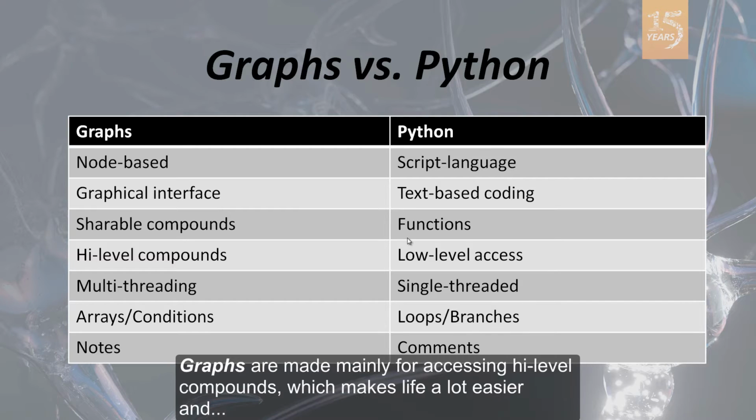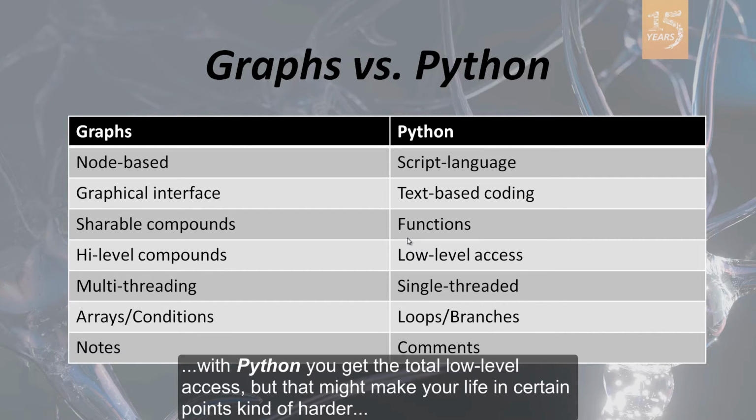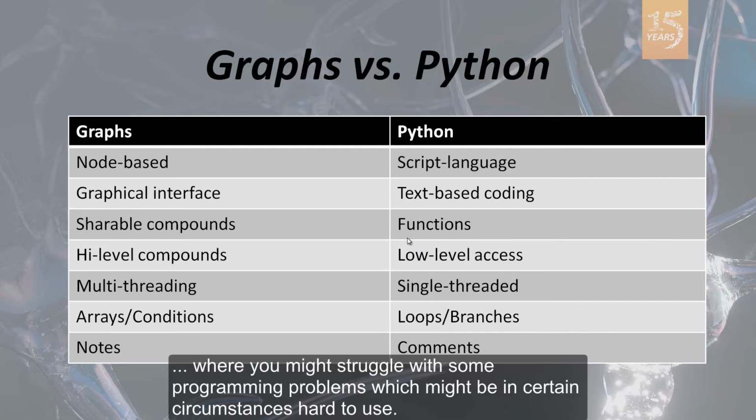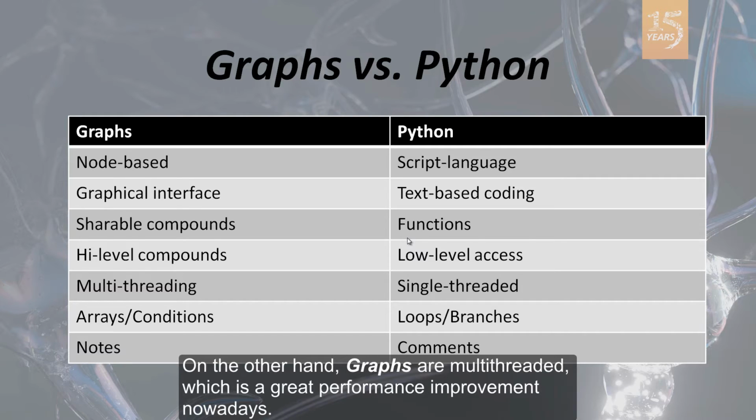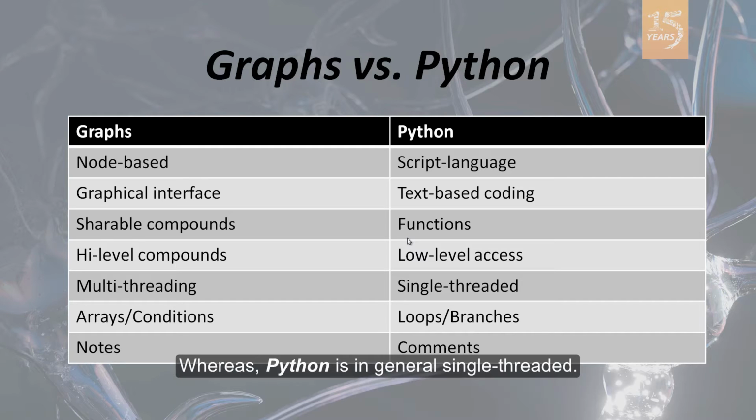Graphs are made mainly for accessing high-level compounds, which make your life a lot easier. And with Python you get total low-level access, which is basically greater flexibility, but makes your life at certain points harder, and you have to struggle with some programming problems which might under certain circumstances be hard to use. On the other hand, graphs are multi-threaded, which is a great performance improvement nowadays. Python in general is single-threaded.